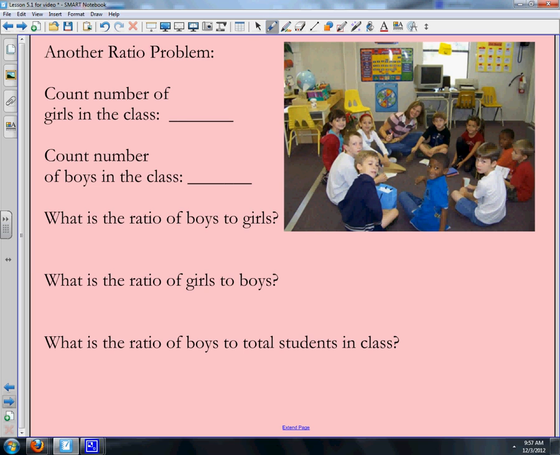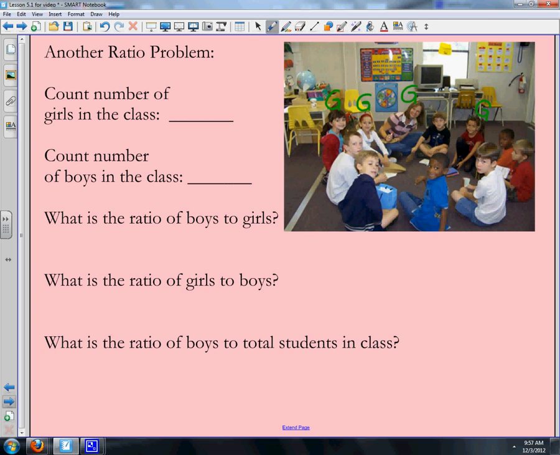So if you can see, here is a girl, here is a girl, here is a girl. And then this is a girl also. And then the rest are boys. So try these 5 problems, push pause, and then we'll go over it.